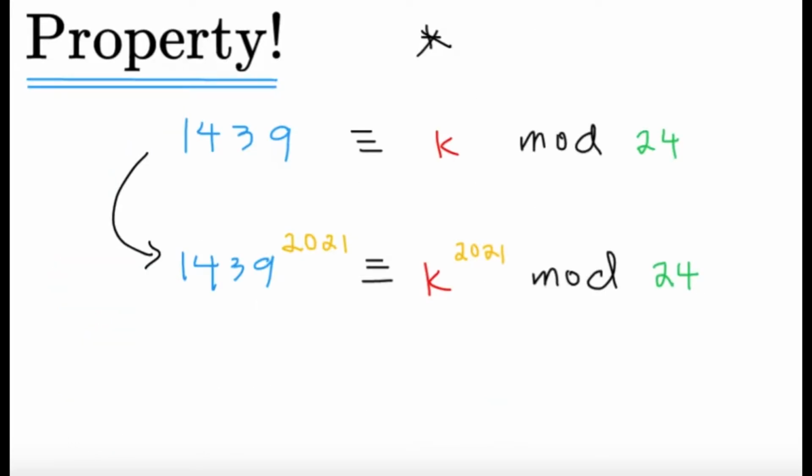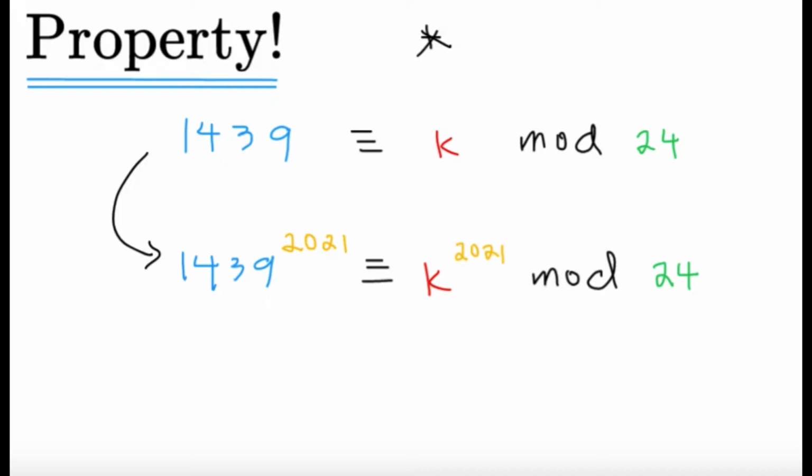If 1439 is congruent to k modulo 24, and I raise both sides to any integer power, in this case let's just raise to 2021, but just know that I can raise it to any power, then 1439 raised to 2021 is going to be congruent to k raised to 2021 modulo 24.